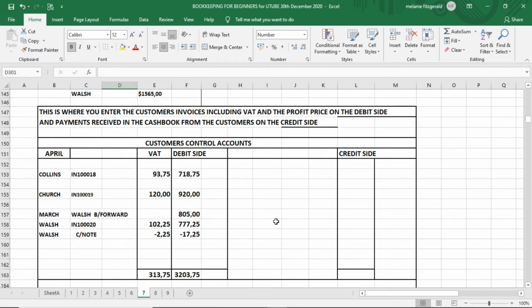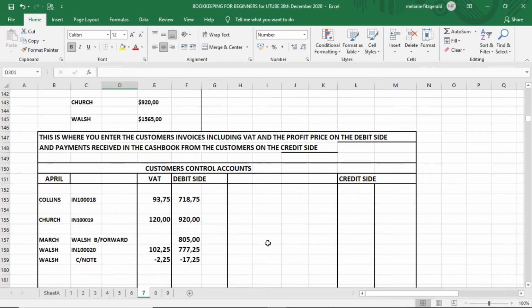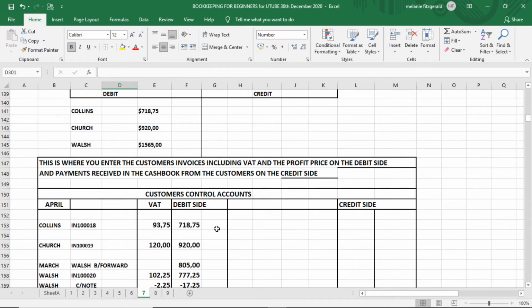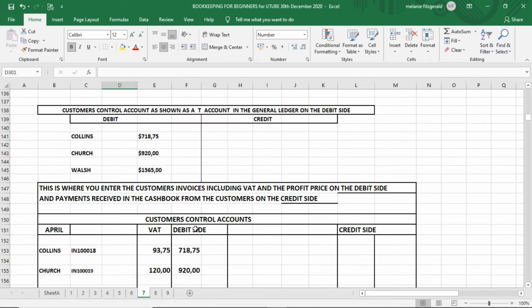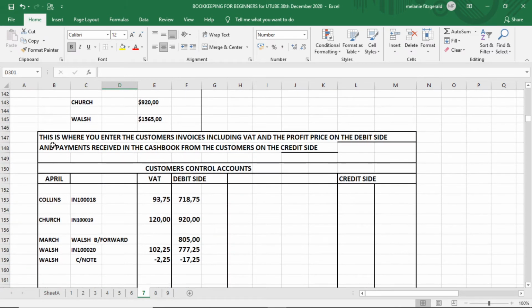Once customers pay us, we fill out the credit side. But we've left it blank at the moment because we're just doing the amounts that they owe us, and on the debit side, the invoices that we supply to them. This is where you enter the customer's invoices, including VAT and the profit price on the debit side, and payments received in the cash book from the customers on the credit side.